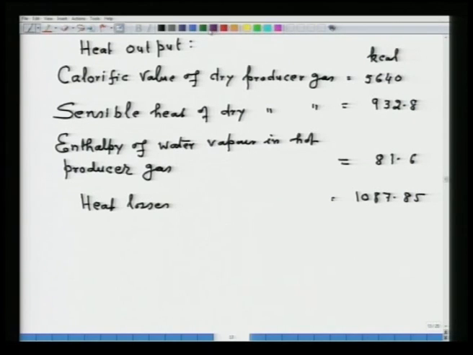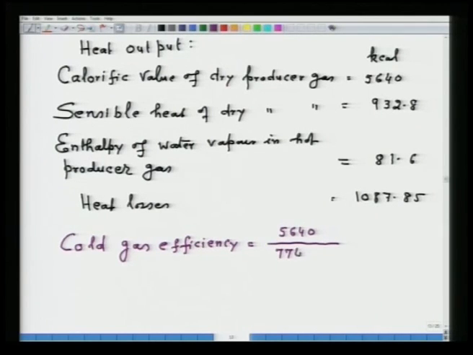Now, I can determine the efficiency. For example, let me determine first of all the cold gas efficiency. Cold gas efficiency is equal to 5640 upon the total heat input, that is 7742, multiplied by 100. Of course, you can put 0.25, that is not very significant. So, that will be equal to 72.85%. That is how the efficiency of the producer can be calculated.